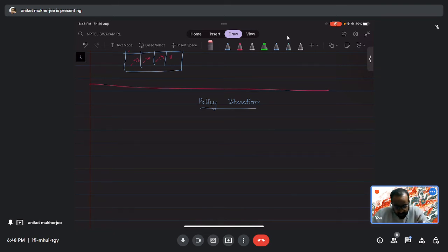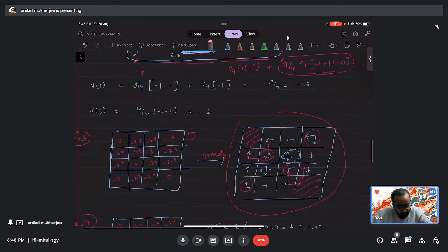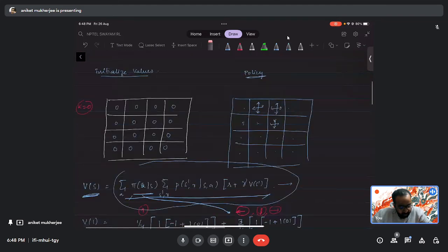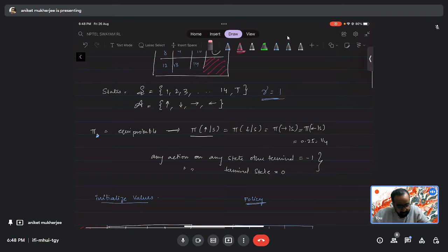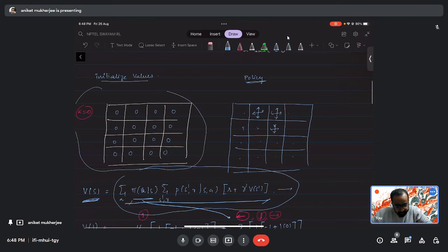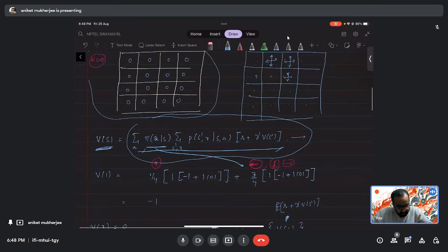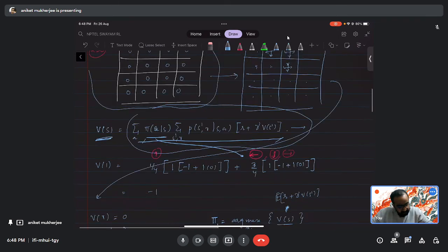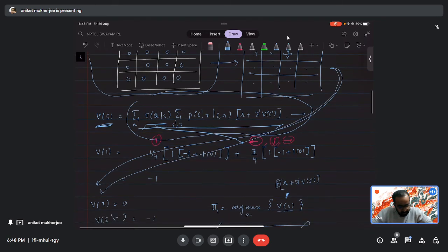In policy iteration, we'll do the same problem. First I've taken the equiprobable policy. I initialize values at k equal to 0, and this is my policy. Now I evaluate this policy and update the v values. Is it clear? This update of one step is policy evaluation.